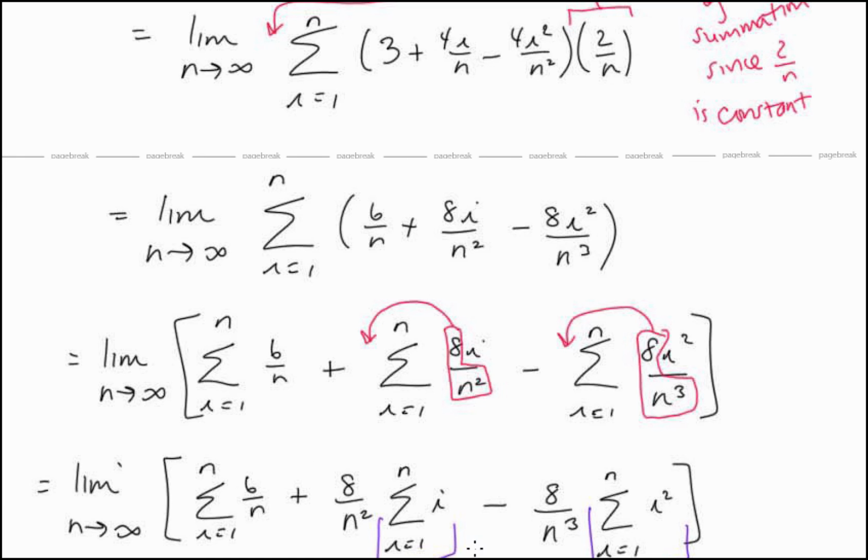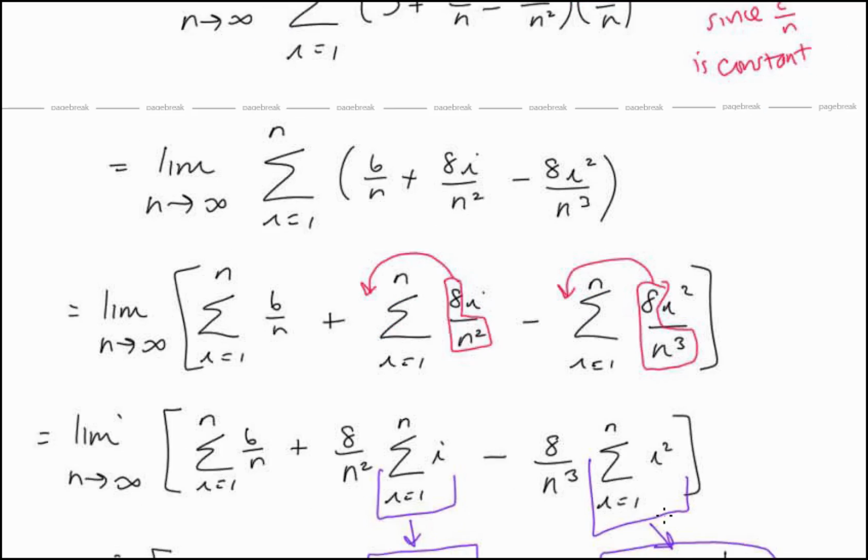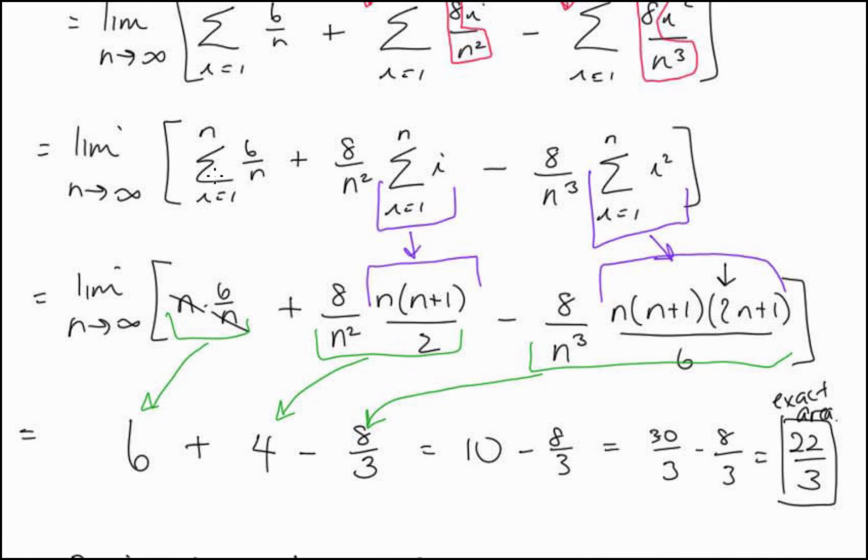So now our summation looks like this, and this is the form we're looking for because we have our summation rules. We have the sum of a constant, we have the sum of i, and the sum of i squared. So the summation i going from 1 to n of a constant is that constant times n. The sum of i is n times n plus 1 over 2. And the sum of i squared is n times n plus 1 times 2n plus 1 over 6. And so we're here. Now at this point we want to take the limit as n goes to infinity.